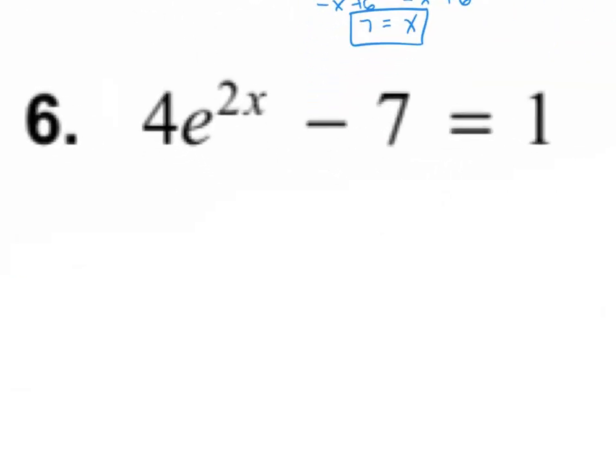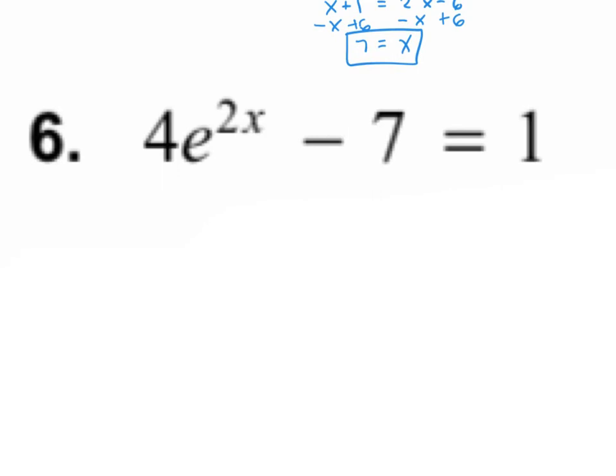All right, number 6. What do I have to do here? Add 7 on both sides. So I have 4e squared x is equal to 8. What do I do next? Divide 4 on both sides. So e to the power of 2x is equal to 2.